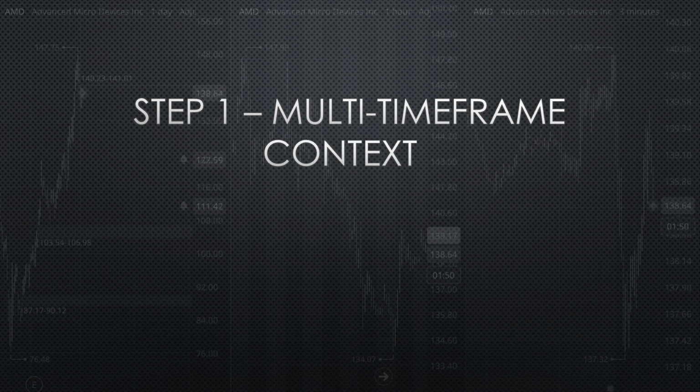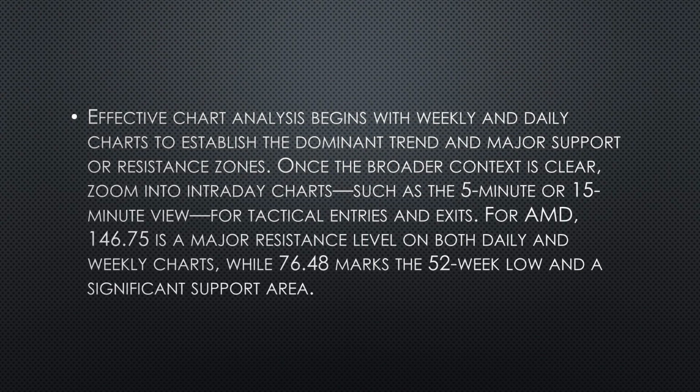Step 1. Multi-frame context. An effective chart analysis begins with the weekly and daily charts to establish the dominant trend and major support or resistance zones. Once the broader context is clear, zoom in to intraday charts, such as a 5-minute or 15-minute view, for tactical entries and exits. For AMD, 146.75 was a major resistance level on both daily and weekly charts, while 76.48 marks the 52-week low and a significant support area.